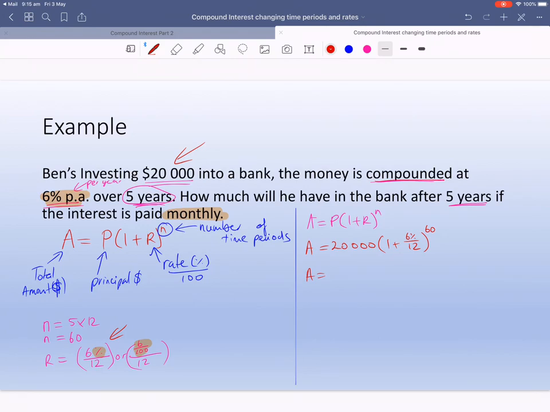Now, it's really important that what we type in our calculator, we write as working out. So I've got an answer of 26,977 and 0.00305. So in actual fact, we can simplify it to just $26,977. Okay? So that's pretty good for investing over 5 years. You make an extra almost $7,000.